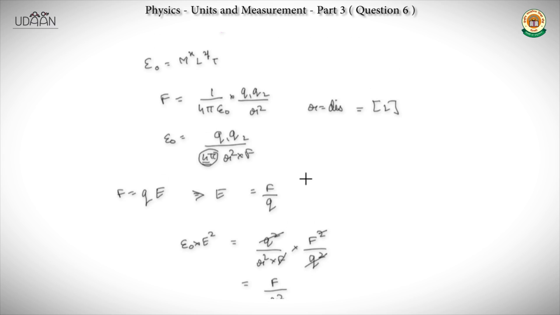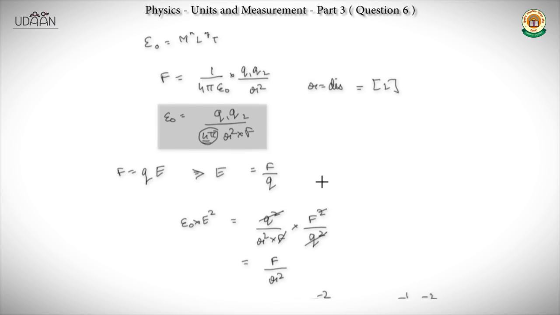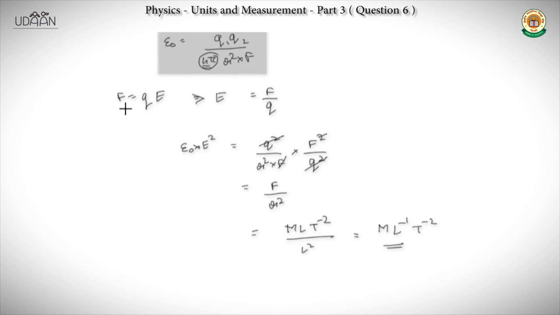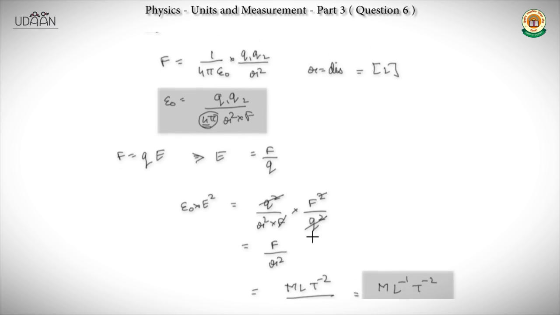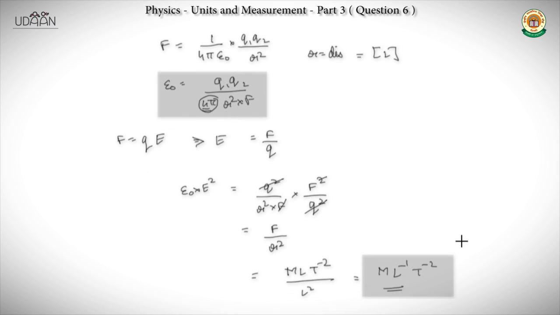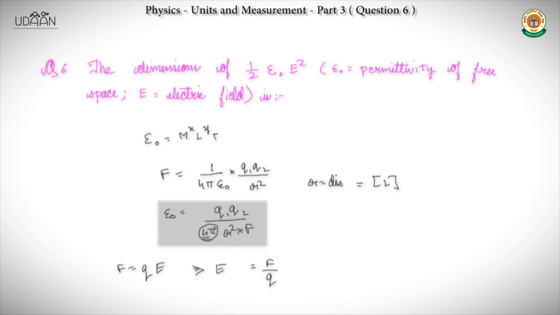It's a very easy thing, and it's not time consuming at all. If you know that epsilon naught, very good question to score in JEE. Right. So finally, the answer would be M L power minus 1 and T power minus 2, right? Yes. So this is question number 5. Number 6.